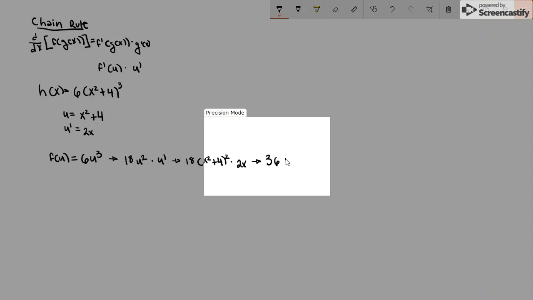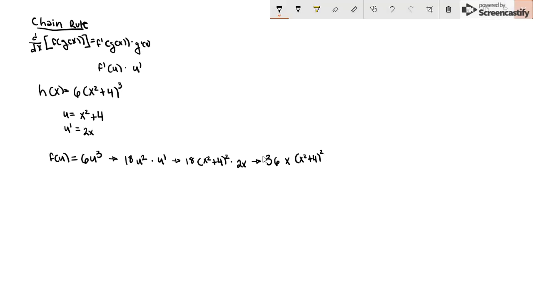36x times x squared plus 4, squared. And that's the new derivative. That's how you took the derivative of this. So let's do another example just in case you're confused.